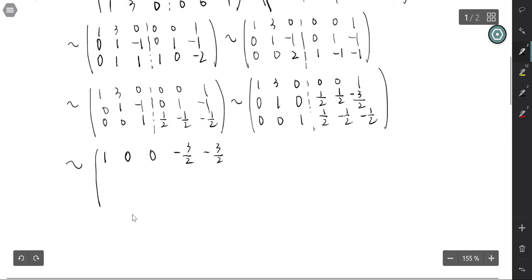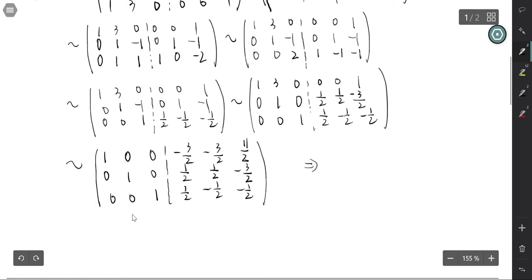That's 11 over 2. That's 0, 1, 0, 1 half, 1 half, negative 3 over 2, 0, 0, 1. 1 half, negative 1 half, negative 1 half. So the left part is changed to the identity.